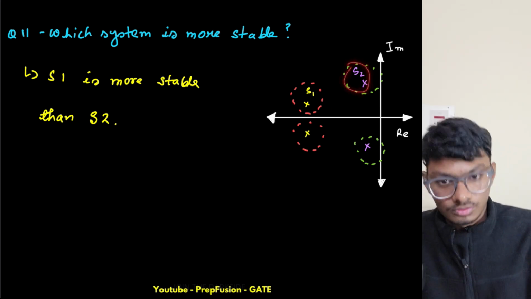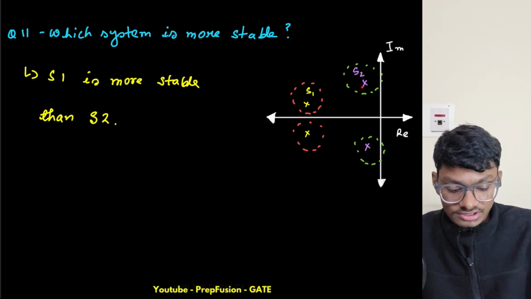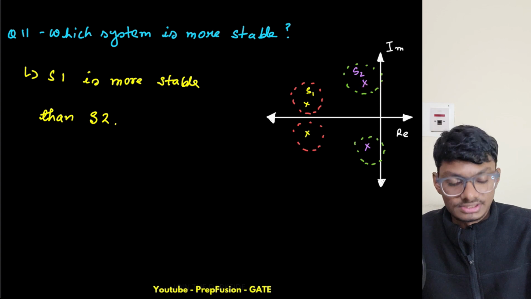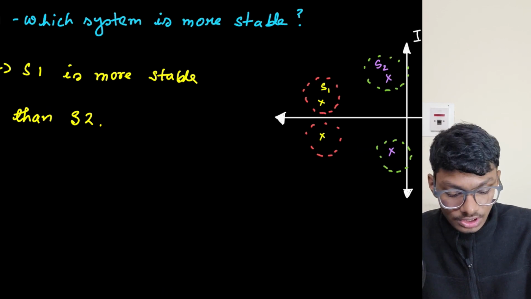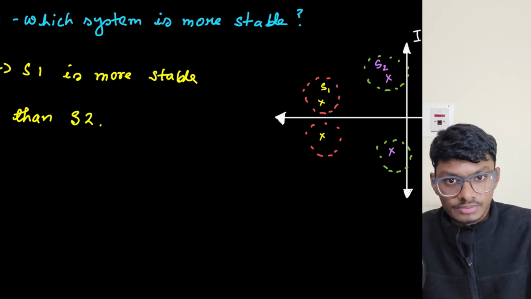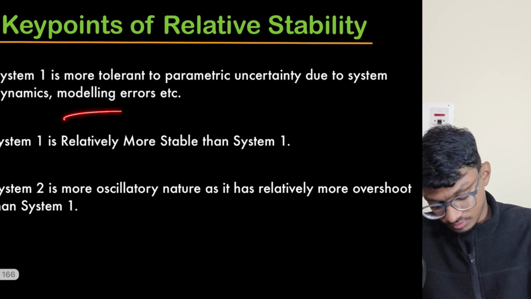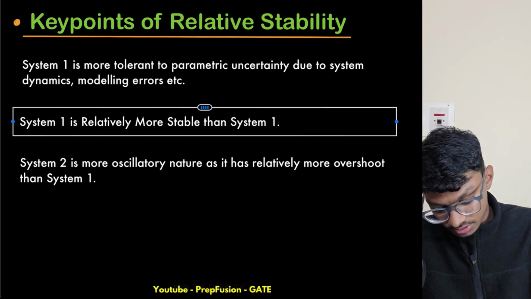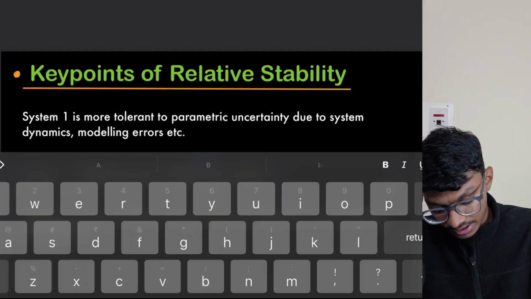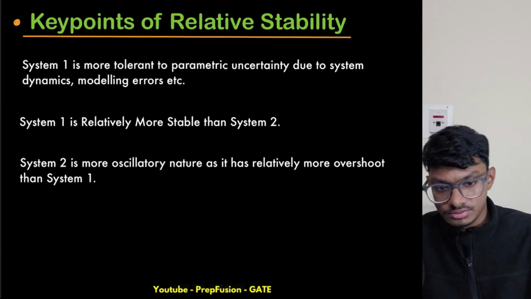But for system 2, what is happening is that if there is some uncertainty, large variations, then it is crossing my imaginary axis. If it is crossing my imaginary axis, then obviously the system will become unstable, which is undesired. So hence system 2 is less stable than this one. Hence system 1 is relatively more stable than system 2 basically.